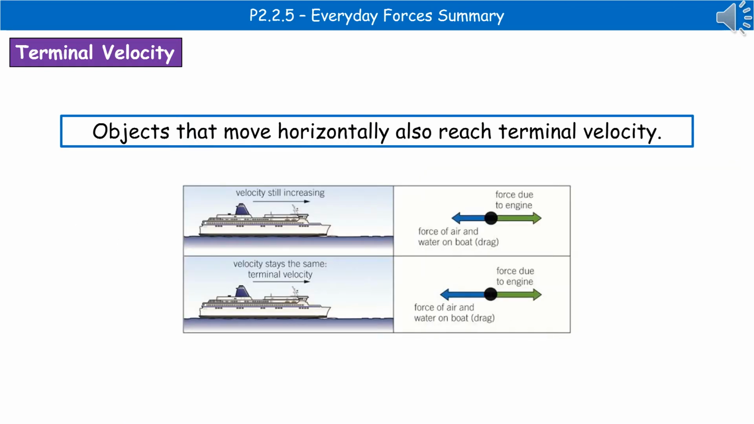It's worth remembering when we're talking about terminal velocity that it's not just objects that are moving vertically that can reach this. Objects that move horizontally will also reach terminal velocity when those two forces are balanced or at equilibrium.